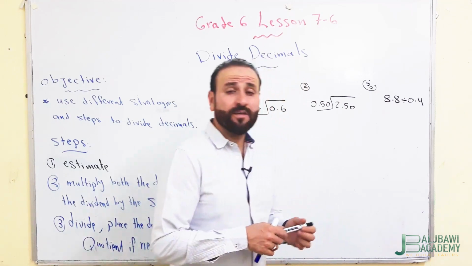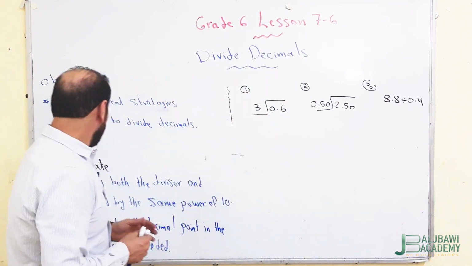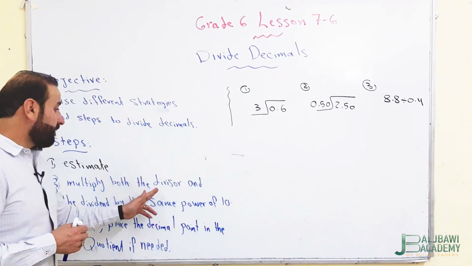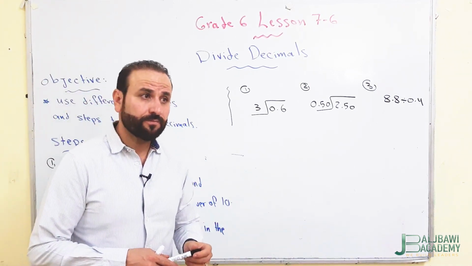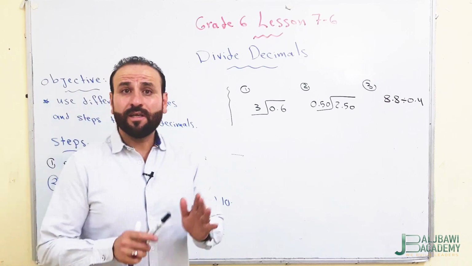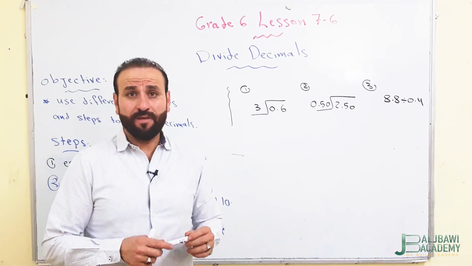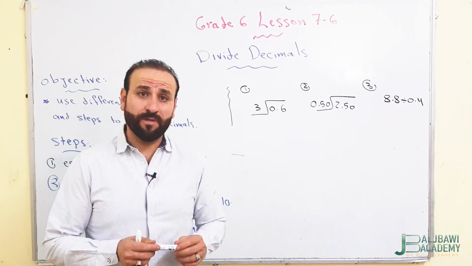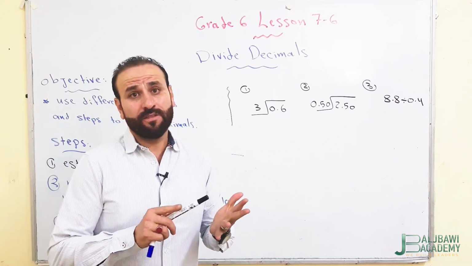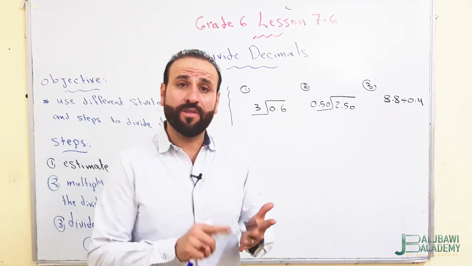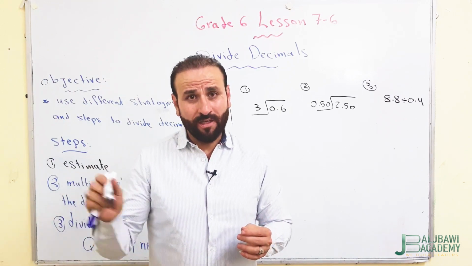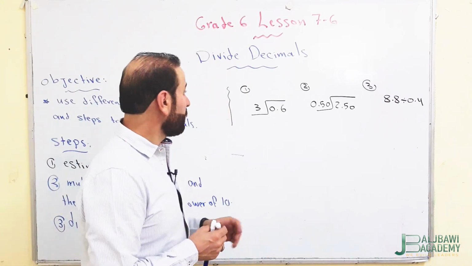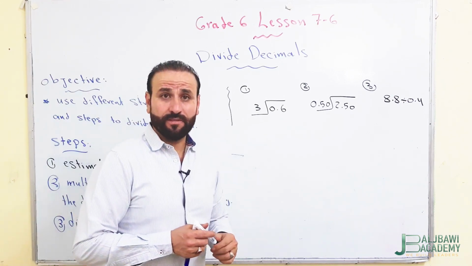So, the main step in this lesson, we need to multiply both the divisor and the dividend by the same power of 10. The divisor can't be a decimal. If it is a decimal, we need to multiply it by 10 or 100 or 1000, and so on, to change it to a whole number. Here we have some examples.